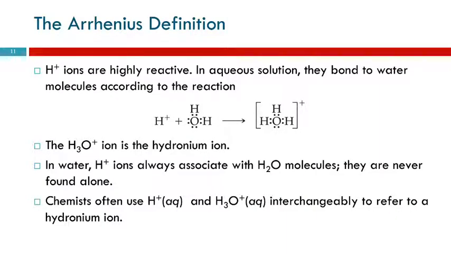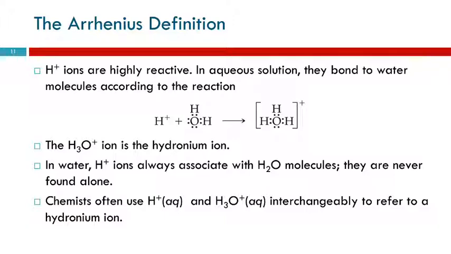Hydrogen ions are very reactive. Let's think about what is a hydrogen ion. A hydrogen atom has one proton and one electron. To become an H plus ion, what happens? You remove the electron. What's left? Just a proton. So we've got this proton, and it does not like being out there all by itself. So it's going to react with anything it can.